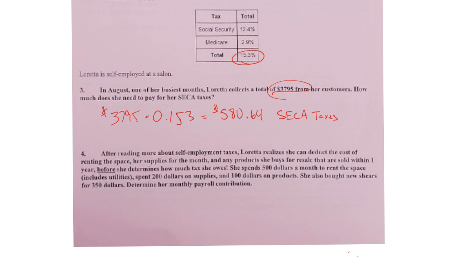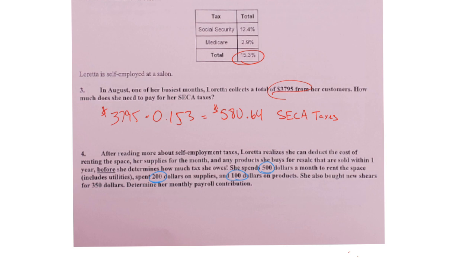Now, after reading more about self-employment taxes, Mary realizes she can deduct the cost of renting the space, her supplies, and any products she buys for resale that are sold within 1 year before she determines how much tax she owes. So she spends $500 a month to rent the space, which includes utilities, $200 a month of supplies, $100 a month of products. She also bought new shears for $250 to determine her monthly payroll contribution.